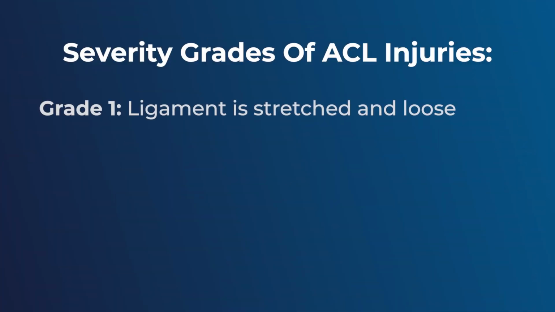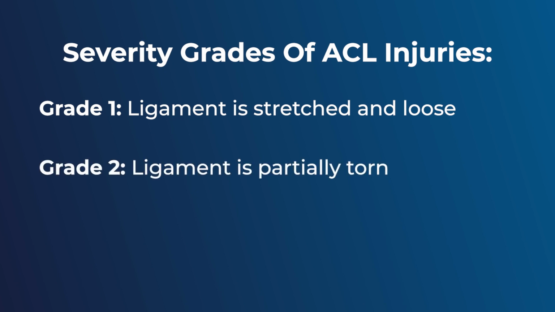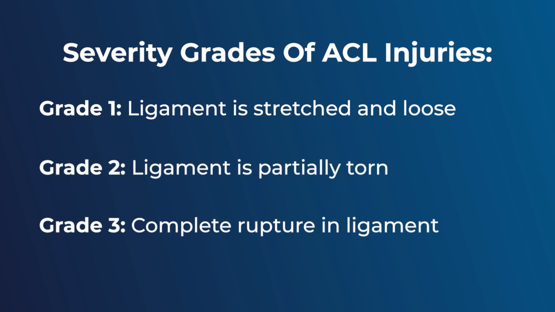ACL injuries can also be graded in their severity. A grade 1 is just that the ligament is stretched and a little bit loose. A grade 2 is that there is a partial tear, and a grade 3 is a complete rupture.